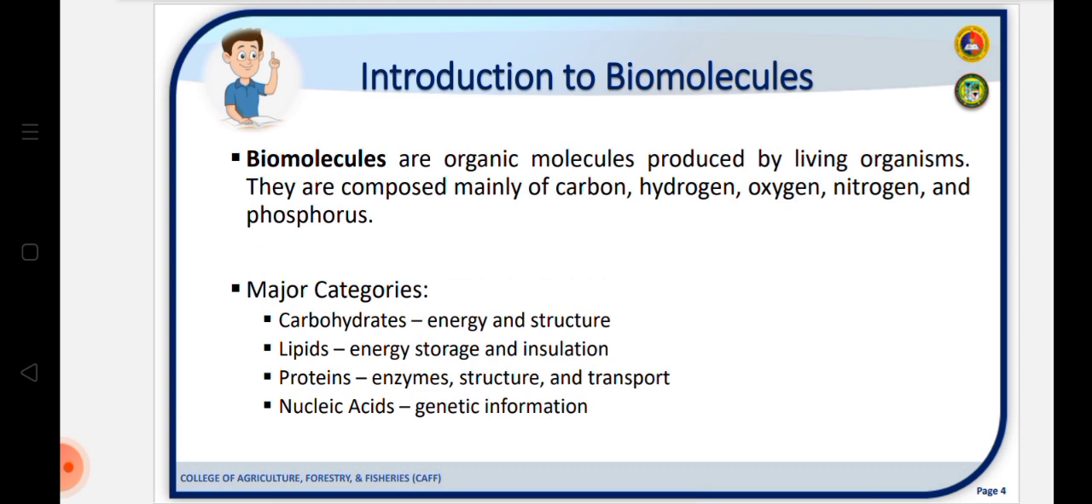The last one we have is nucleic acids. So these include DNA and RNA. These molecules are responsible for storing and transmitting genetic information. They are the blueprint guiding cellular processes and inheritance.